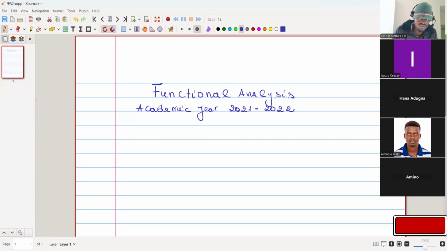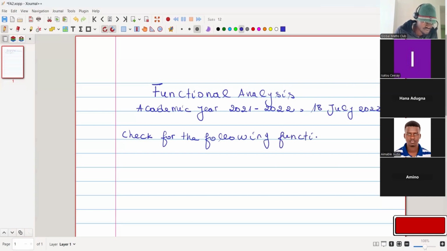Academy year 2021-2022, session of the 18th of July 2022. So the question is to check for the following sequence of functions if the monotone convergence theorem can be applied.